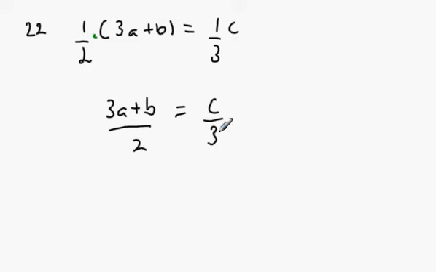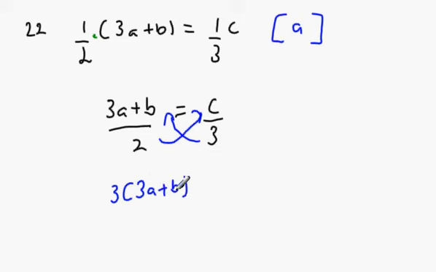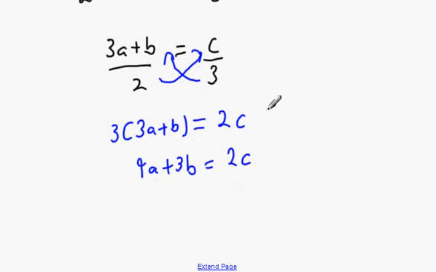C over 3. If we cross multiply, and which letter are we looking to get on its own? Looking to get A on its own. Now remember, if cross multiplication is available to you, what do you do? You do it. So 3 into 3A plus B equals 2C then. And then we get 9A plus 3B equals 2C. Now what's going to happen here is we're going to write down what happens to A.